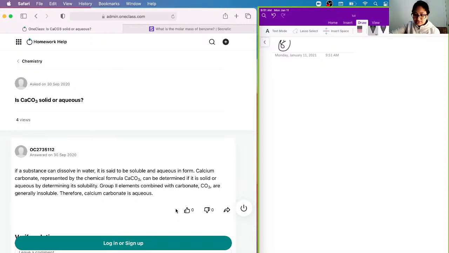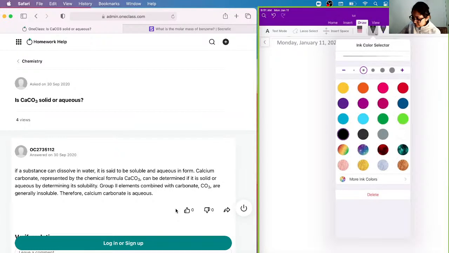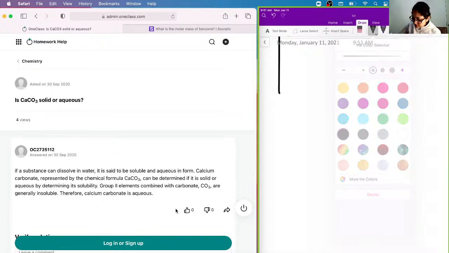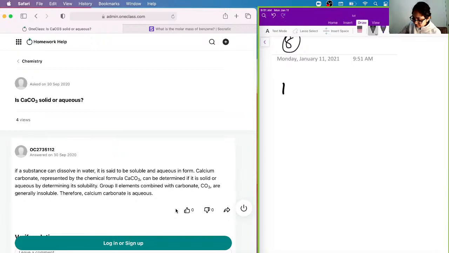Okay, so our next question says, is calcium carbonate solid or aqueous? So this is calcium carbonate.